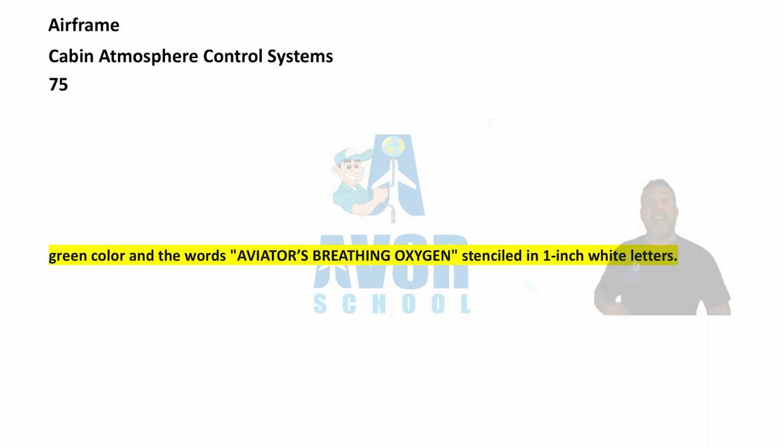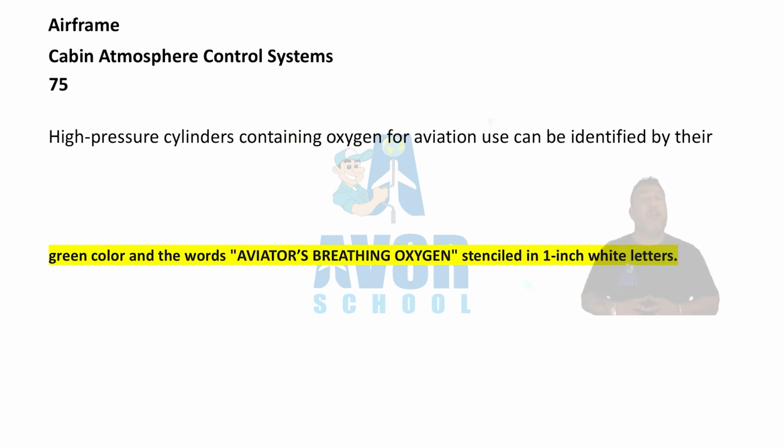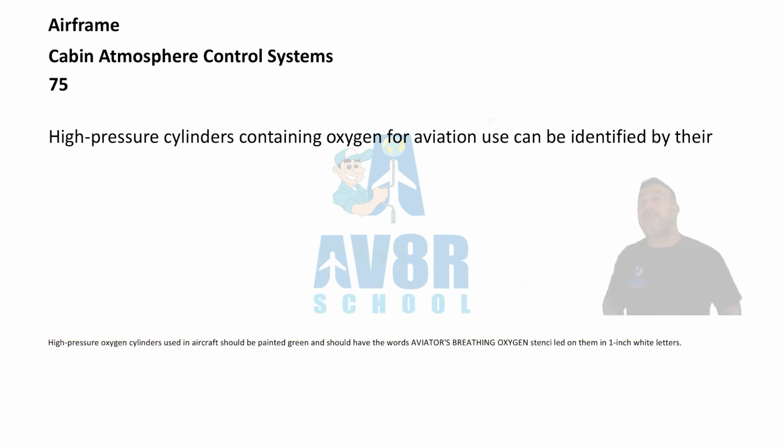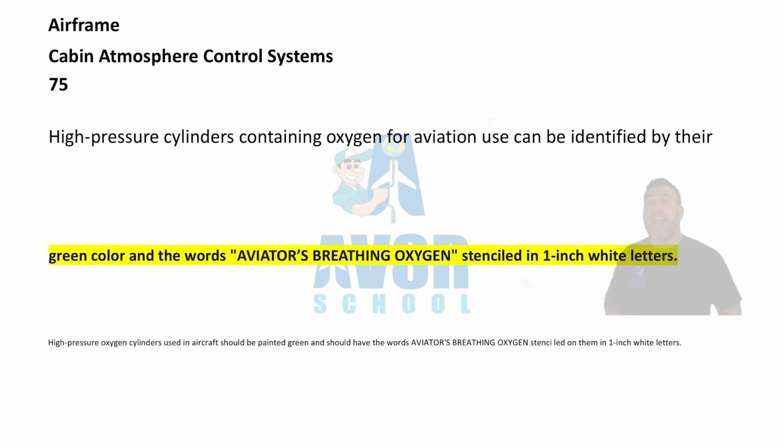Number 75. Green color and the words aviator breathing oxygen stenciled in 1-inch white letters. High pressure cylinders containing oxygen for aviation can be identified by their green color and the words aviator breathing oxygen stenciled in 1-inch white letters.